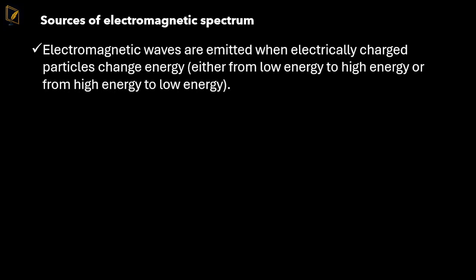From there, let's discuss the sources of electromagnetic waves, not the electromagnetic spectrum. It should be the sources of electromagnetic waves. Electromagnetic waves are emitted when electrically charged particles change energy, either from low energy to high energy or from high energy to low energy. This is an example of where some of these radiations might form from.